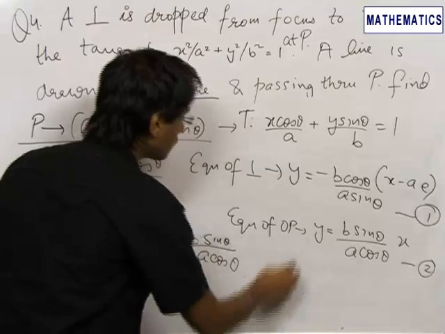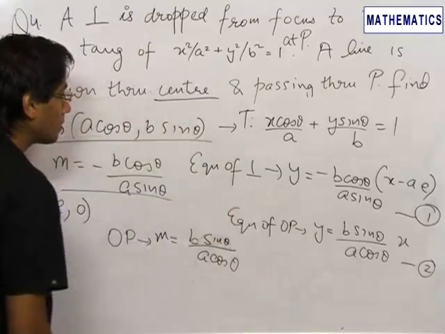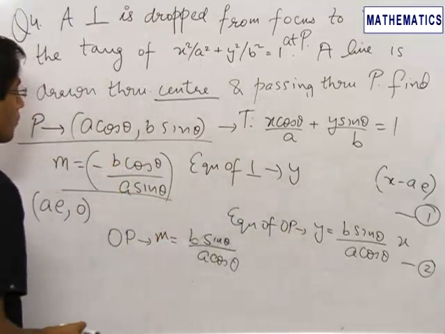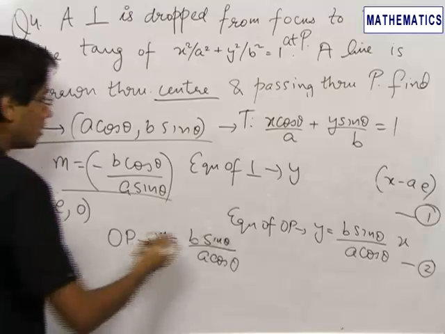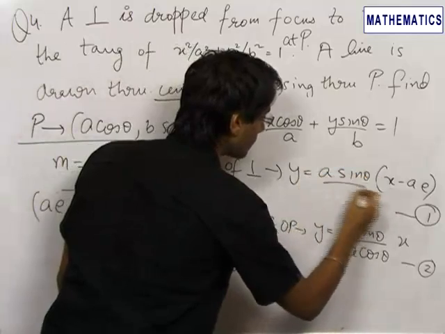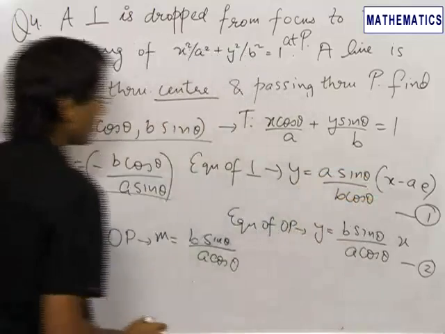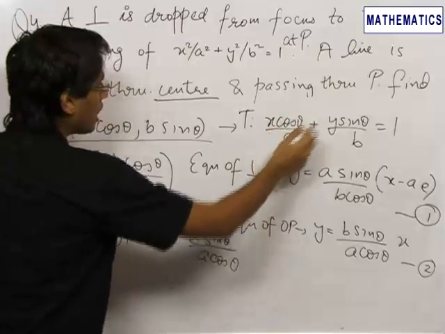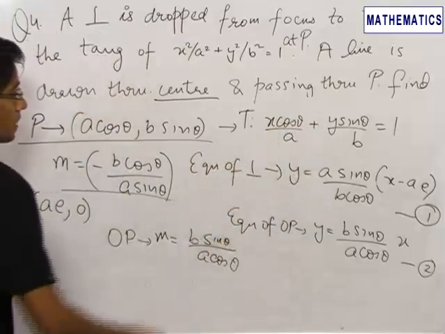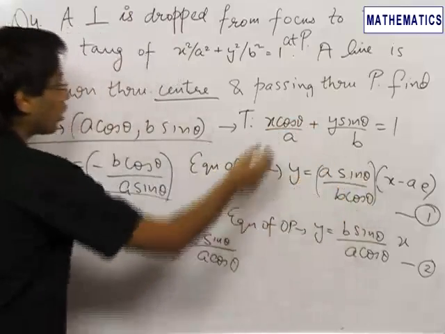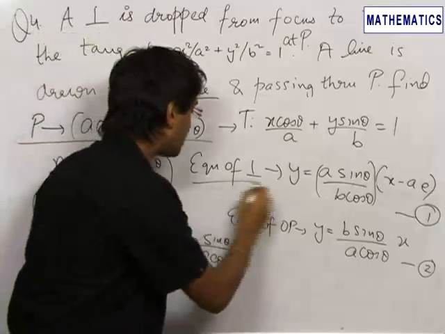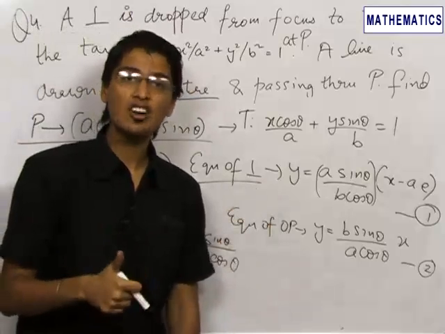Now we want to find the locus of this point OP and this perpendicular. This slope was the negative reciprocal of the slope of tangent. Since this is a perpendicular to the tangent, it is A sin theta upon B cos theta. Since the slope of tangent we know is minus B cos theta upon A sin theta, the equation of perpendicular is y minus 0 is equal to slope, which is the negative reciprocal of the slope of tangent, into x minus AE. Since this is the equation of perpendicular from focus AE comma 0 on the tangent.